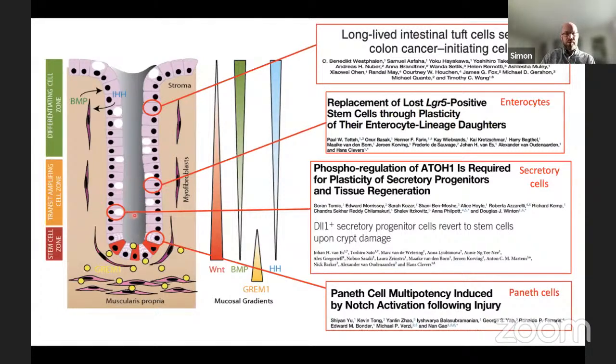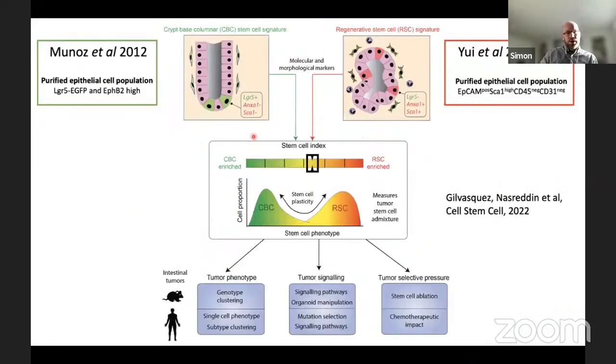So we have a real range of cells, which we've called regenerative stem cells, that are capable of behaving like stem cells when the signaling milieu is altered. So what we've done recently is ask, given that cancer is considered to be the wound that never heals, is there any evidence of these regenerative stem cells within cancer?